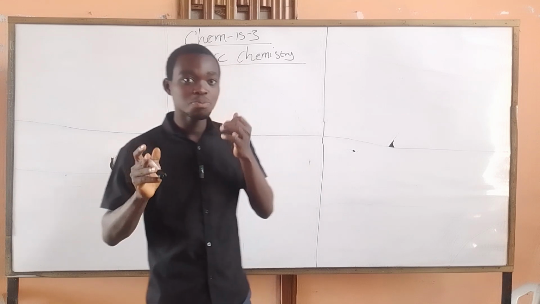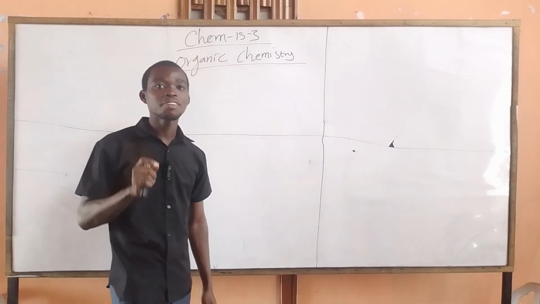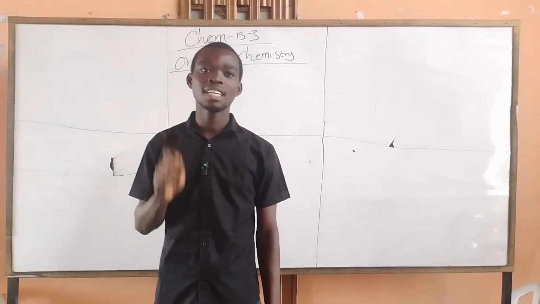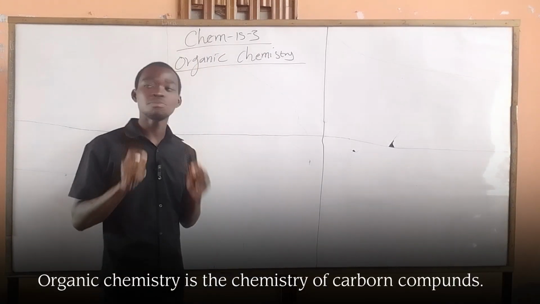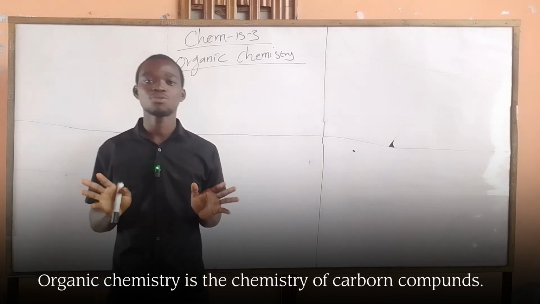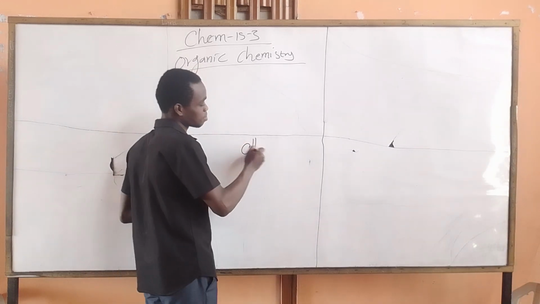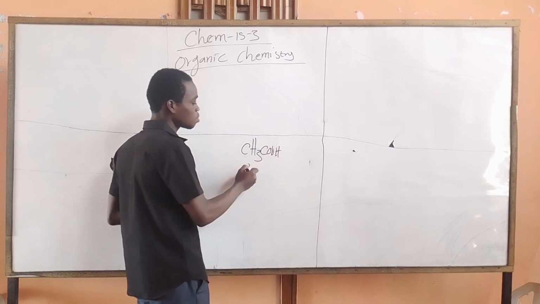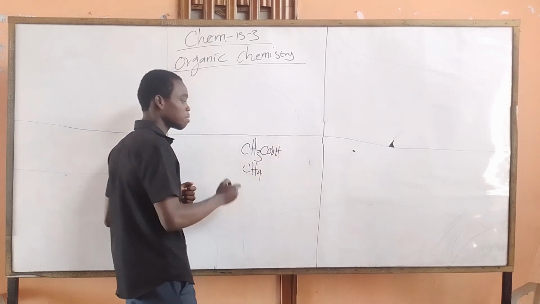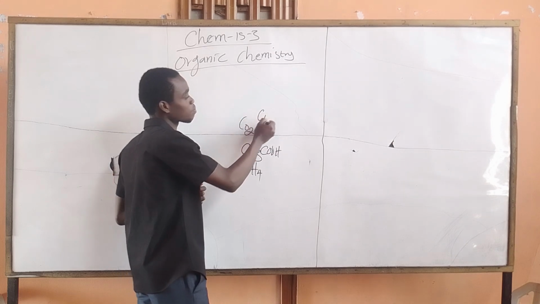Now, on today's video lesson, we'll be talking about organic chemistry. The first thing, we'll define organic chemistry. Organic chemistry is defined as the chemistry of carbon compounds. Now, we have other carbon compounds. This is a carbon compound. We also have this is a carbon compound. We have this is a carbon compound.